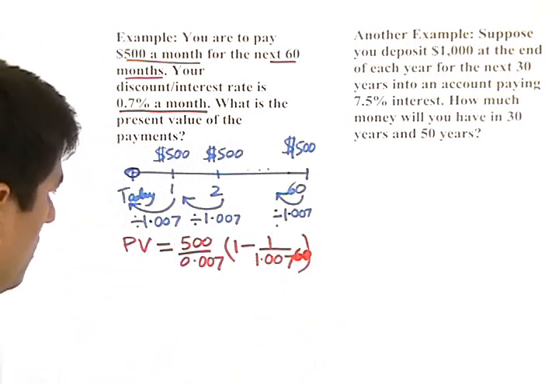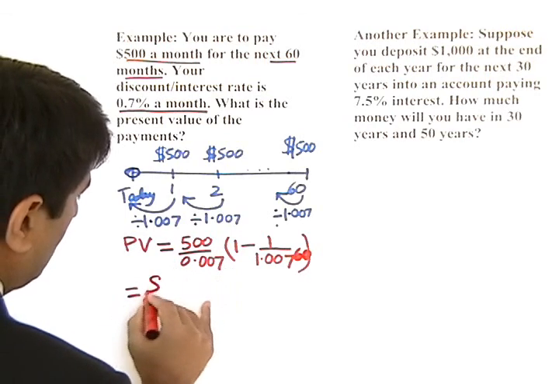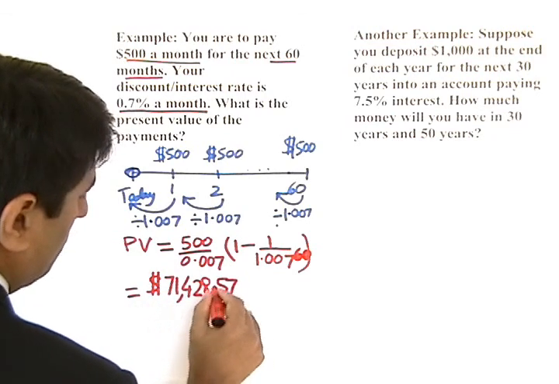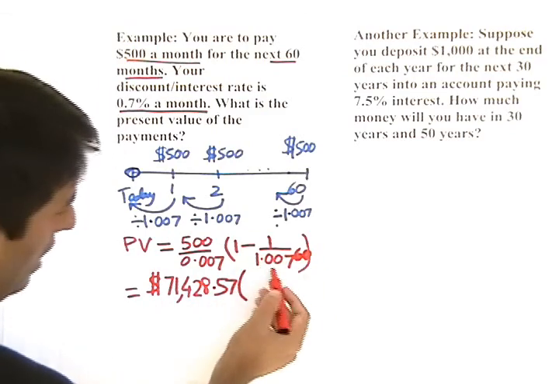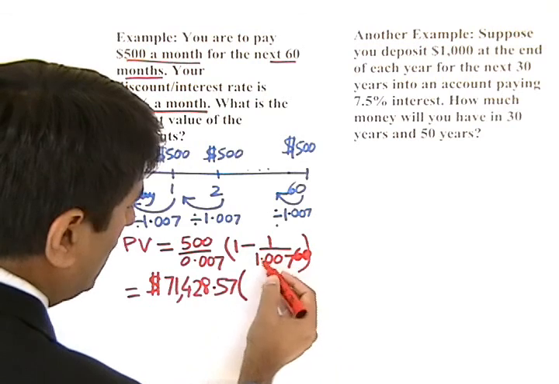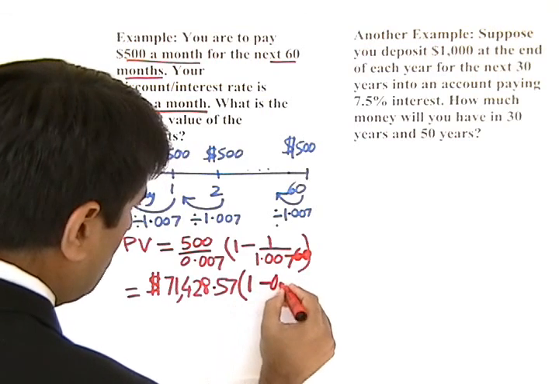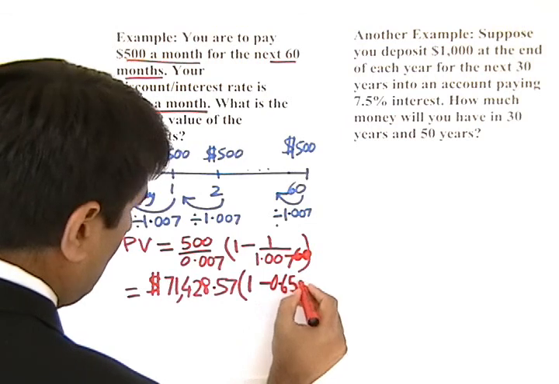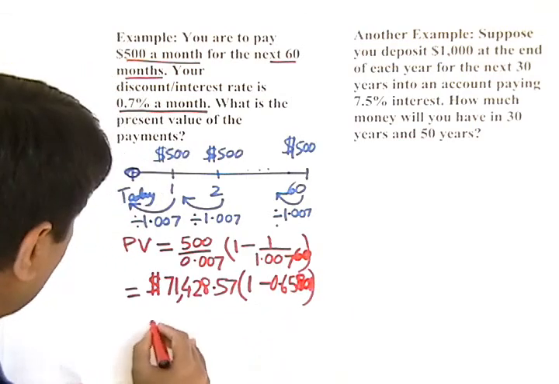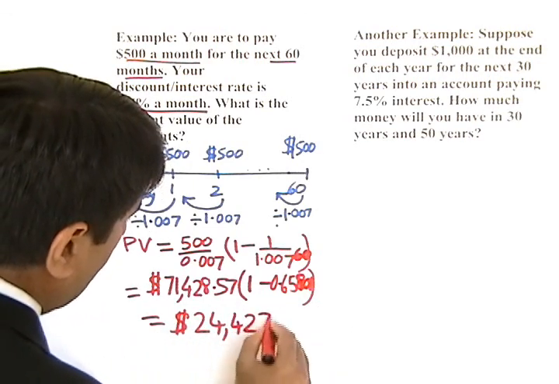So that equals 500 divided by 0.007, equal to 71,428.57, and the value of 1 minus 1 divided by 1.007 to the power 60 becomes 1 minus 0.65801. So that becomes equal to 24,427.86.